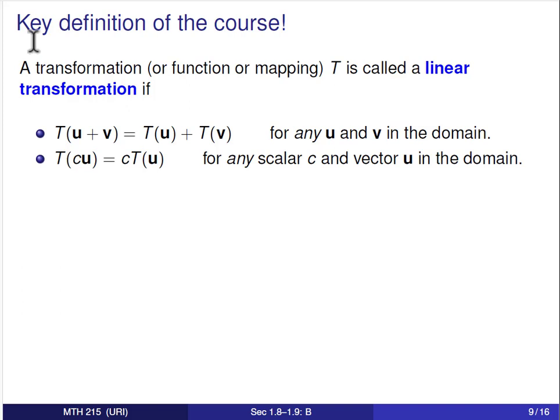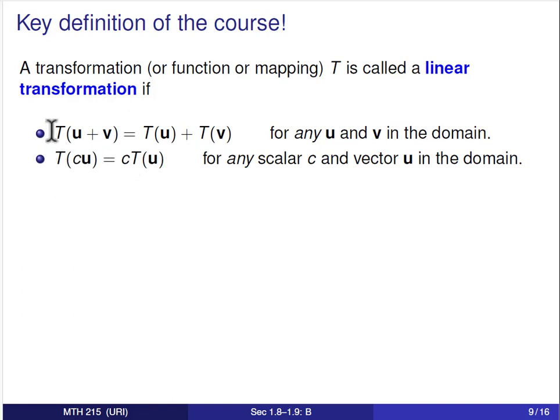We have our definition of the course. It's going to be a very important one. We're going to talk about what a linear transformation is. So a function or mapping or transformation T is called a linear transformation if it satisfies these two properties, which may look kind of familiar to you, but let's see what they say.